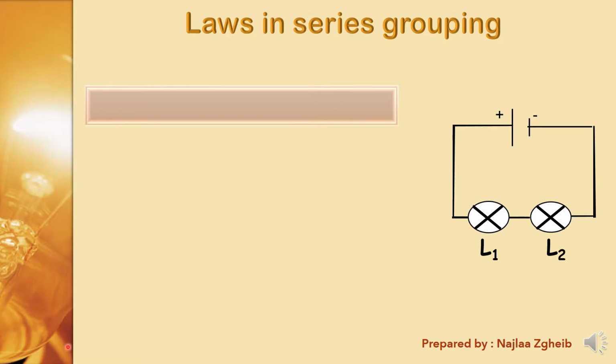As we know, the current flows from the positive pole of the dry cell to the negative pole of the dry cell. The symbol of the current is I, capital I. This current, capital I, flows from the positive pole of the dry cell to the negative pole of the dry cell.